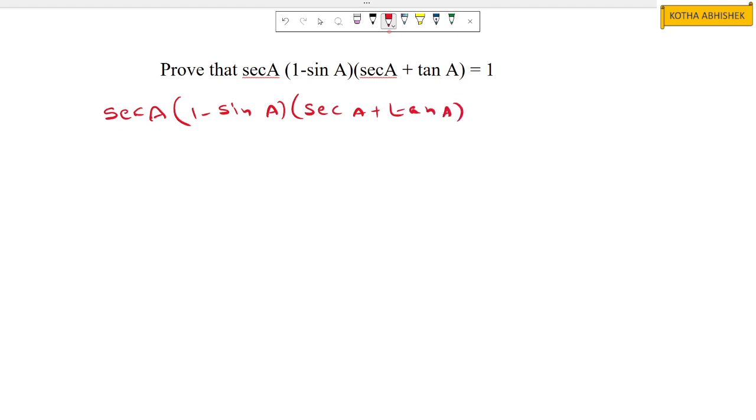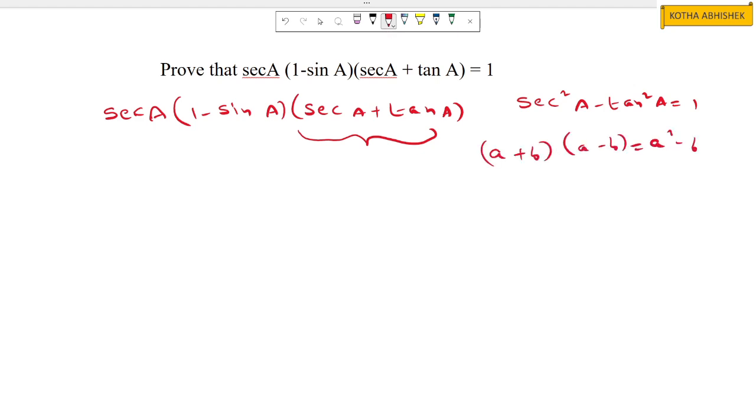Now observe this clearly. Here we are given sec A plus tan A. We have one identity related to sec and tan, right? That is sec square A minus tan square A equals 1. So here sec A plus tan A is there. We know one formula, that is (A plus B) into (A minus B) equals A square minus B square. Here sec theta plus tan theta is there, meaning if we have sec theta minus tan theta, then we would have solved for one identity, right? So based on that logic, sec A plus tan A I am not touching, I'll keep it as it is. First I will solve these two only.